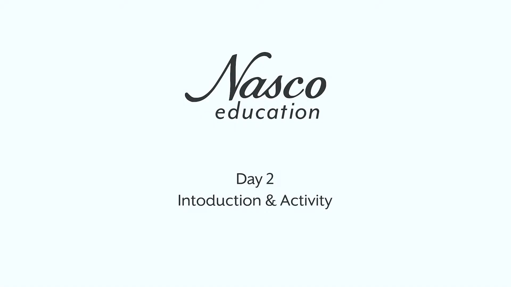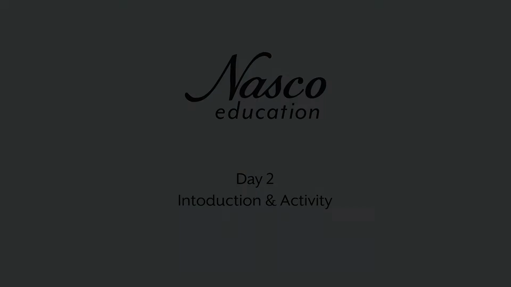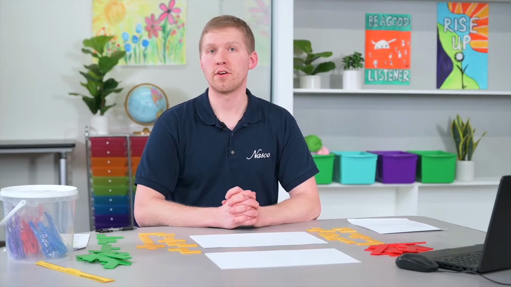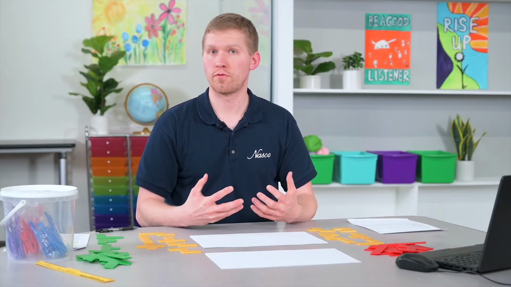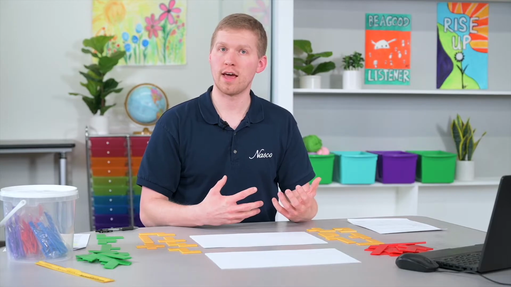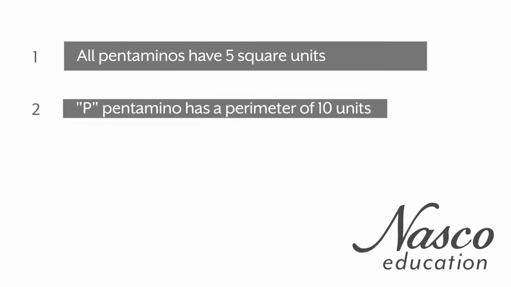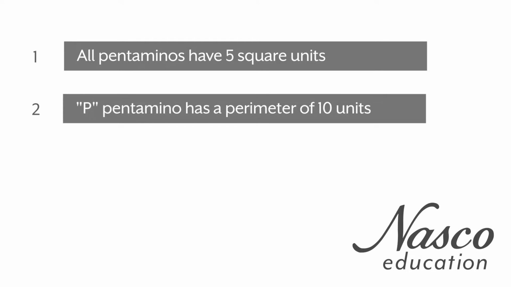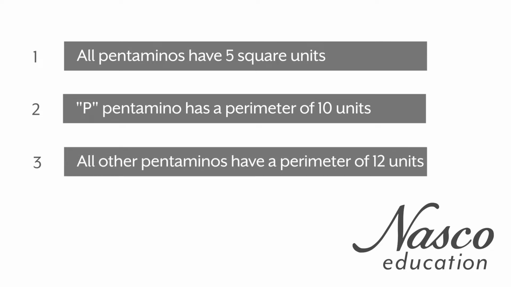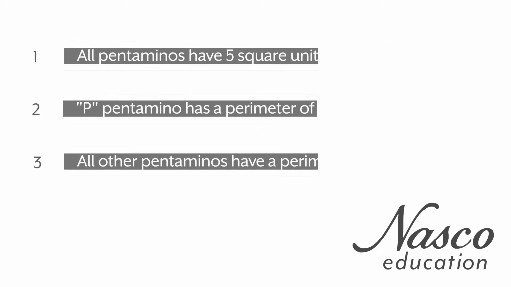Next, we're going to work into day 2 of the introduction and activity. On day 2, the first thing that you're going to want to do is first review what we learned the first day. 1, all the pentominoes have an area of 5 square units. 2, the P pentomino has a perimeter of 10 units. And then 3, all the other pentominoes have a perimeter of 12 units.